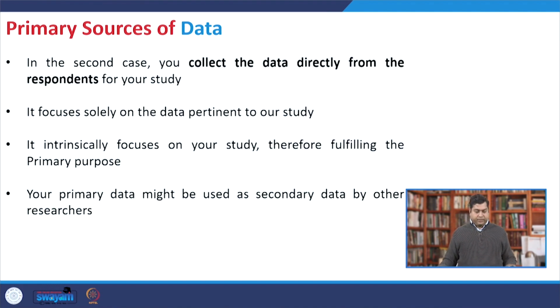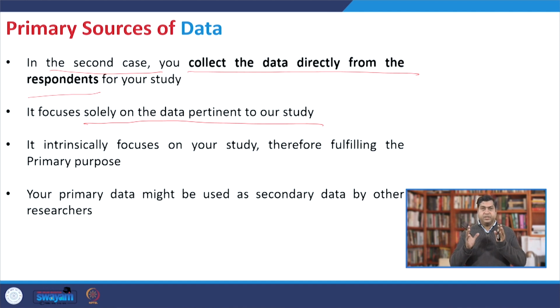Primary sources of data, this is the next category. For the second case, where we don't have the information, or the information available is not authentic or is outdated, in such a case you have to collect the data directly from the respondent for your study. It focuses solely on the data pertinent to our study and is very specific. If you rely on the census data, there is a huge amount of information.